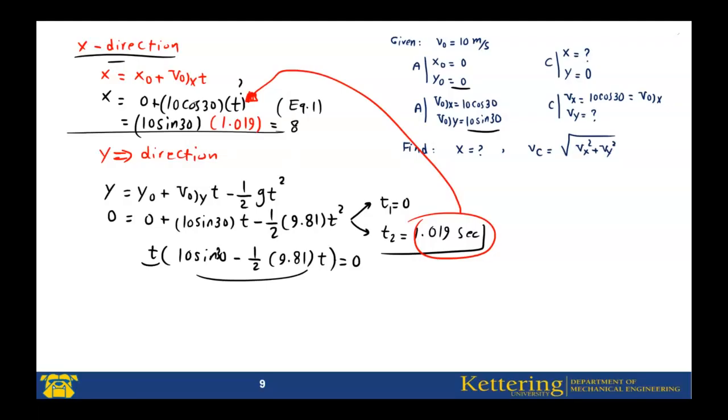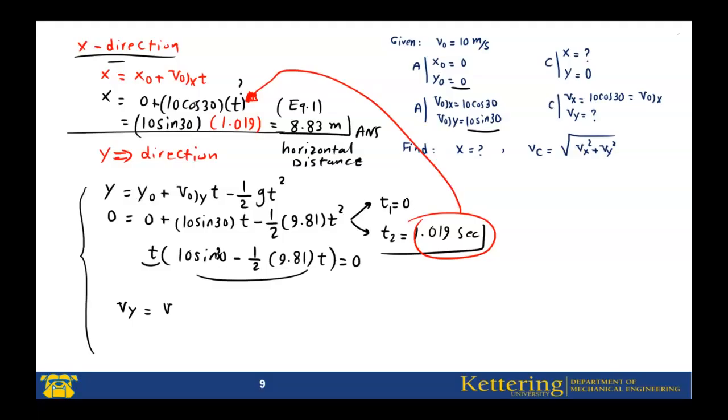X will be 8.83 meter. This is one answer I'm looking for, the horizontal distance. Then we have time. For the y direction, I will select the third equation.